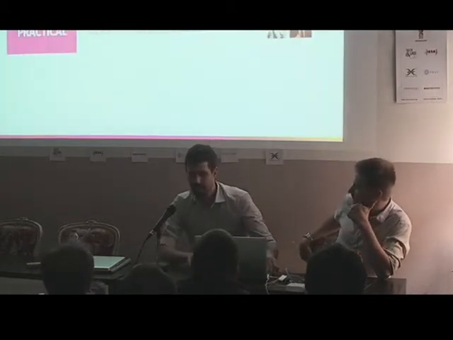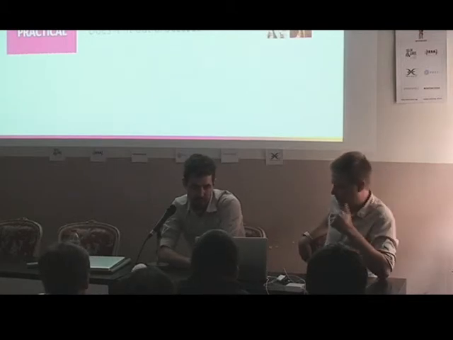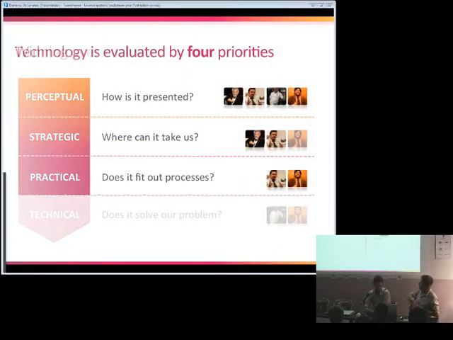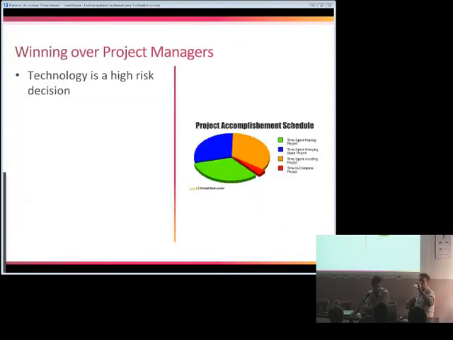So the next priority that technology is evaluated on is the practical. How is it going to fit in with the processes of a company? This is relevant to our project manager audience, those responsible for delivery of software within the organization. For them, technology is probably the highest risk decision because they're on the front line and the buck stops with them. They're interested in development and delivery of quality software and predictability. The immediate impact for them is on efficiency and quality, and being able to deliver on time.